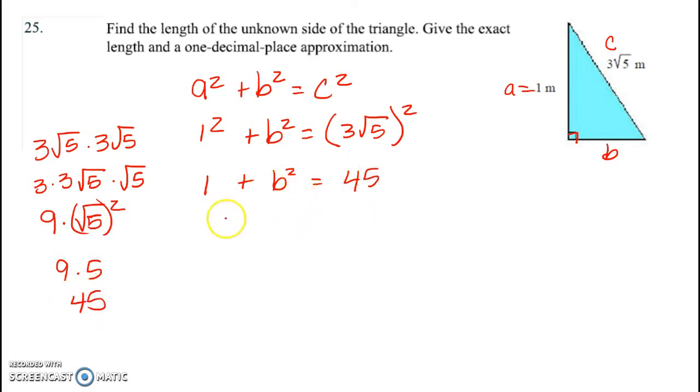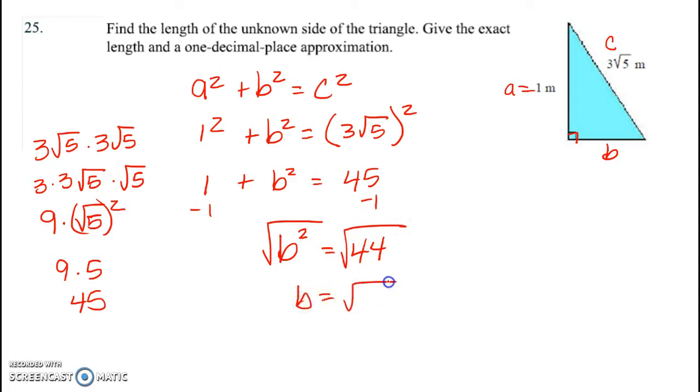Okay. Solving for b, I want to subtract 1 from both sides. b squared equals 44. I need b by itself, so I'm going to take the square root of b squared. What you do to one side, you have to do to the other. b equals the square root of 44, but I don't know if that's simplified.